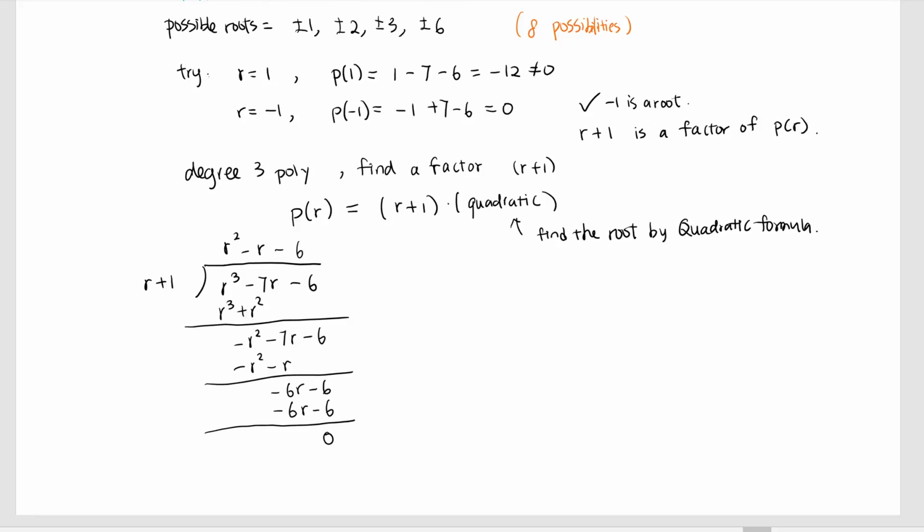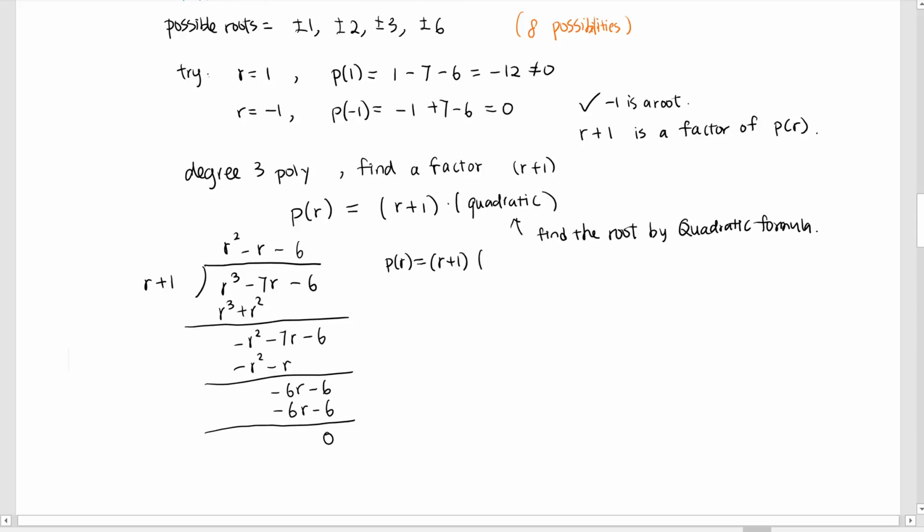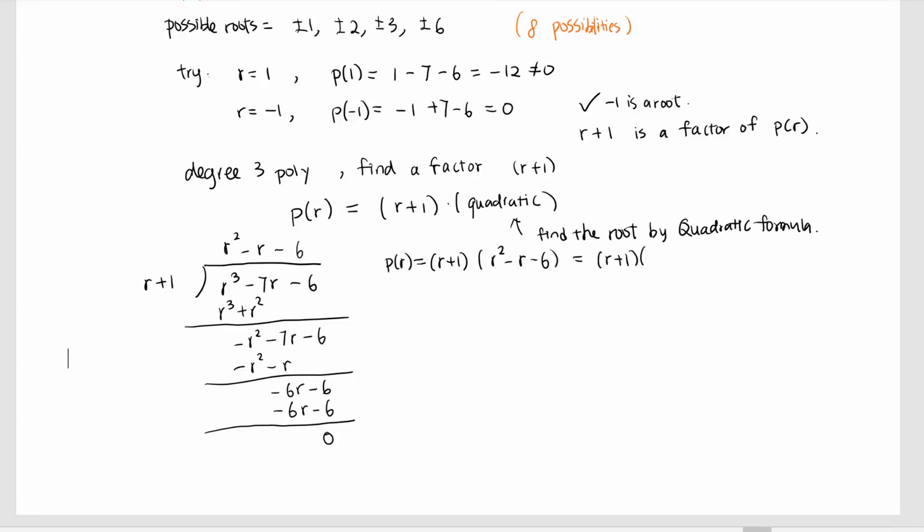So that's why we get P of r is r plus 1 times the quadratic factor r squared minus r minus 6. Can we factor further? We want negative 3 and plus 2, which will give us negative 1 in the middle, right? So what are the roots? The roots are negative 1, which we already know, and here is 3 and here is negative 2. Okay, so we find all 3 roots.